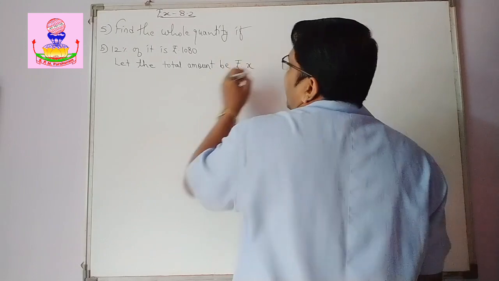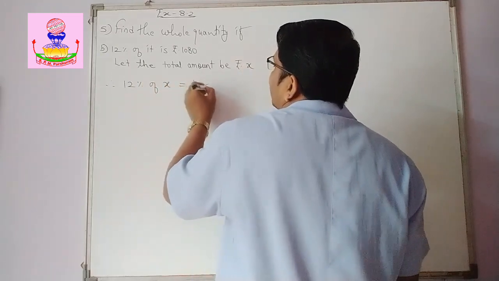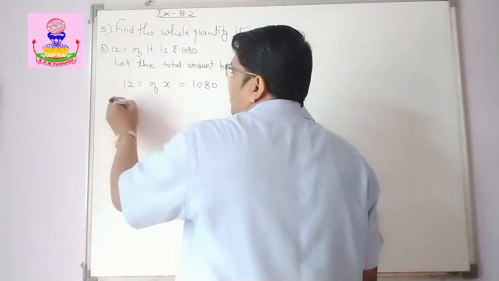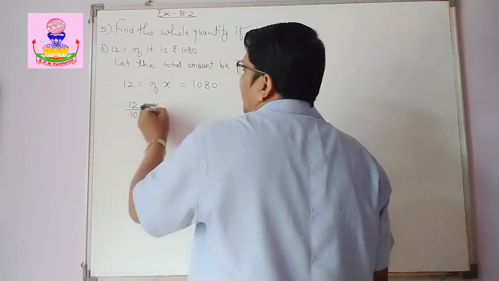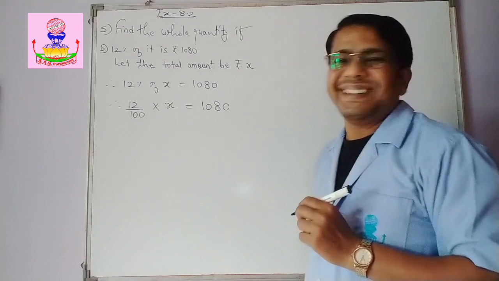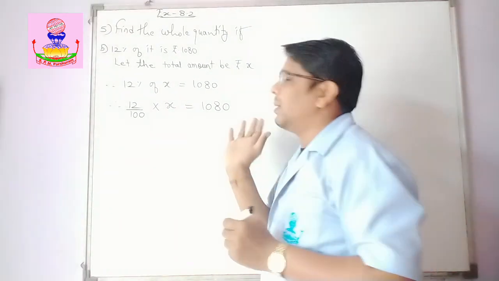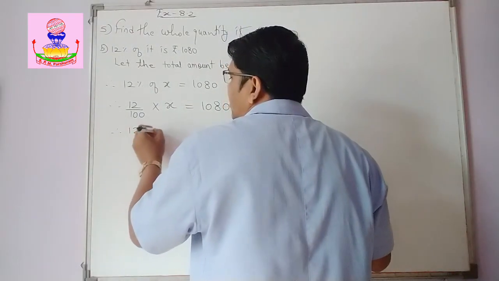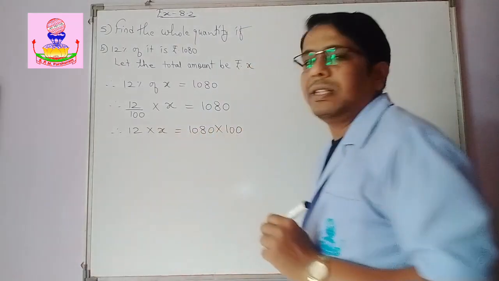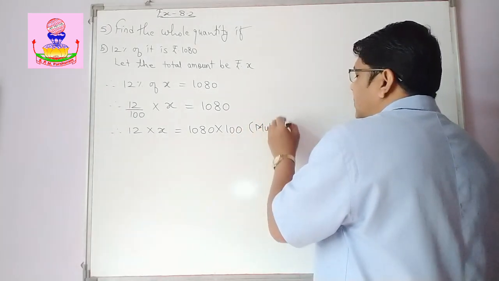Let the total amount here be rupees X. Okay. So therefore 12% of X, that is equal to how much? 1080. Okay. So 12% means what? 12 upon 100. Of means multiplication into X, that is equal to 1080. Now bring this 100 to this side. When it comes to this side, it will be in multiplication. So therefore, 12 into x, that is equal to 1080 into 100.